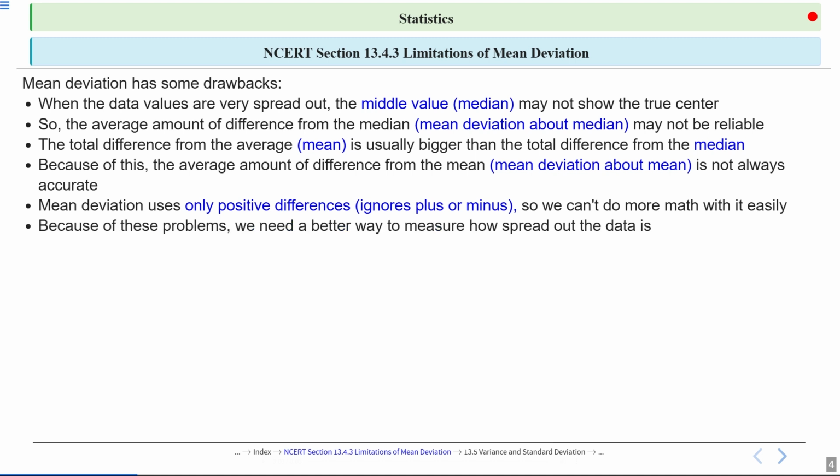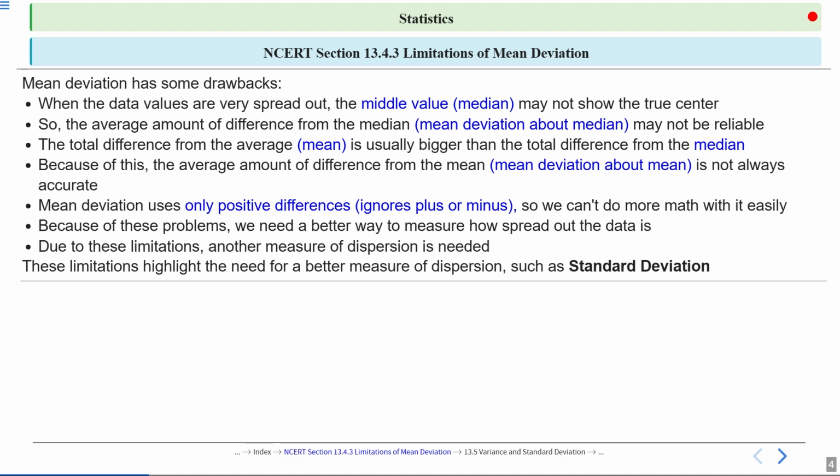Because of all these problems, we need a better way to measure how spread out our data is. We want a measure that takes into account both the size and direction of differences, and that works well even when the data is uneven or has outliers. So due to these limitations, another measure of dispersion is needed. So now we are looking for another measure of dispersion in statistics.